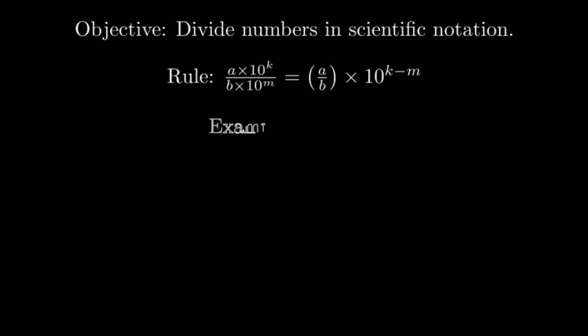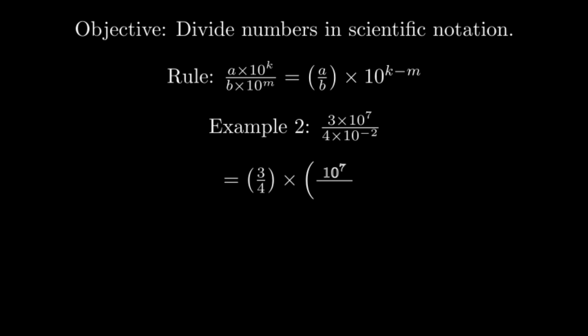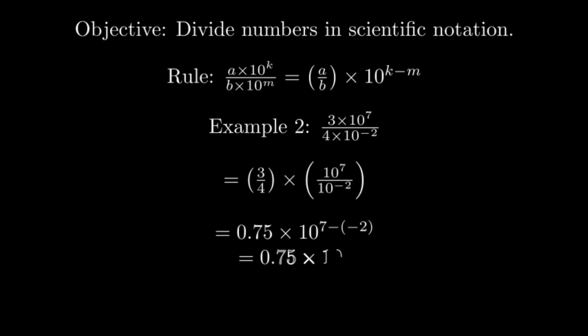We need to calculate 3 times 10 to the 7th divided by 4 times 10 to the negative second. Again, we'll split the problem into two parts, the coefficients and the powers of 10. This is equivalent to the fraction 3 over 4, multiplied by the fraction 10 to the 7th over 10 to the negative second. Now let's calculate each part. 3 divided by 4 is 0.75. For the powers of 10, we subtract the exponents. Be careful here. It's 7 minus negative 2. Subtracting a negative is the same as adding, so 7 plus 2 is 9. This gives us 0.75 times 10 to the ninth.